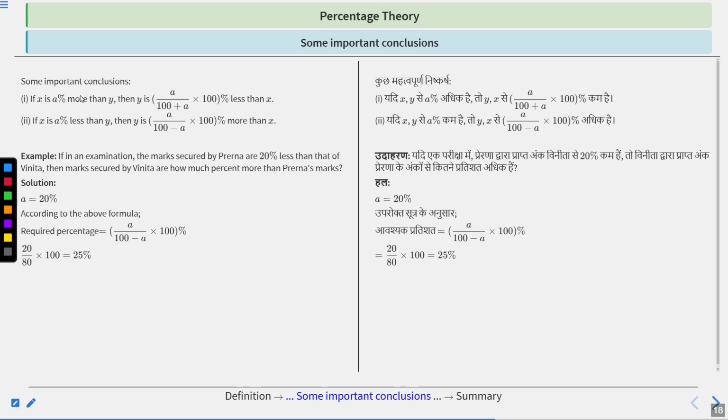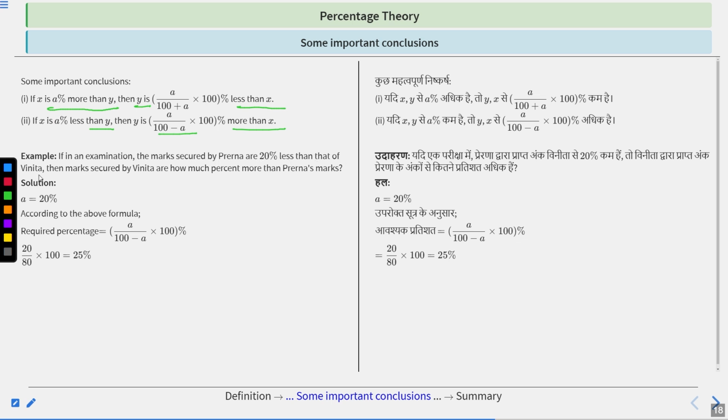Some other important conclusions. If x is a% more than y, then y is a upon 100 plus a, multiplied by 100%, less than x. Second one is, if x is a% less than y, then y is a upon 100 minus a, multiplied by 100%, more than x.